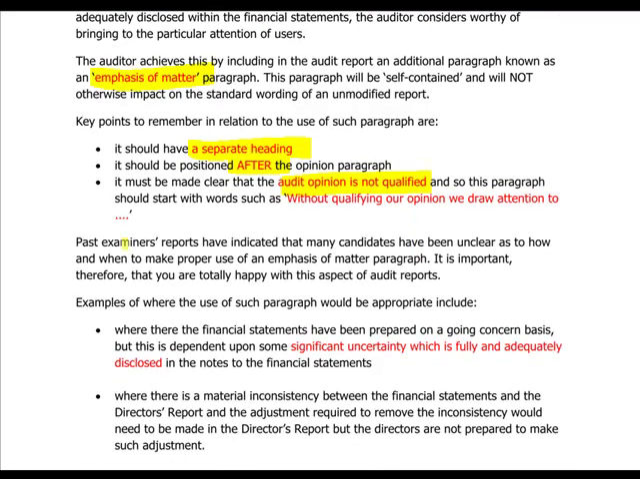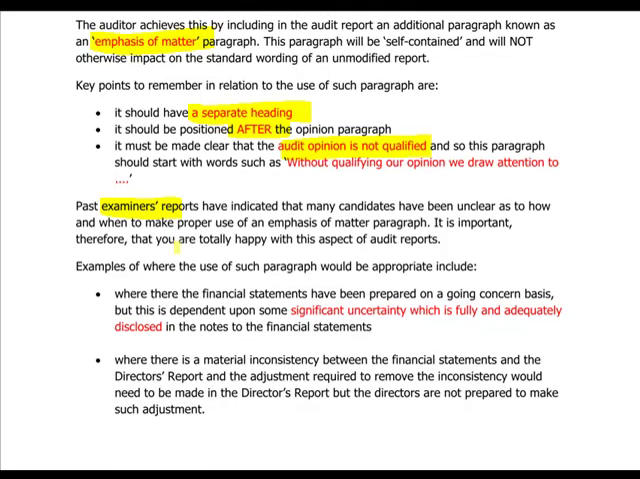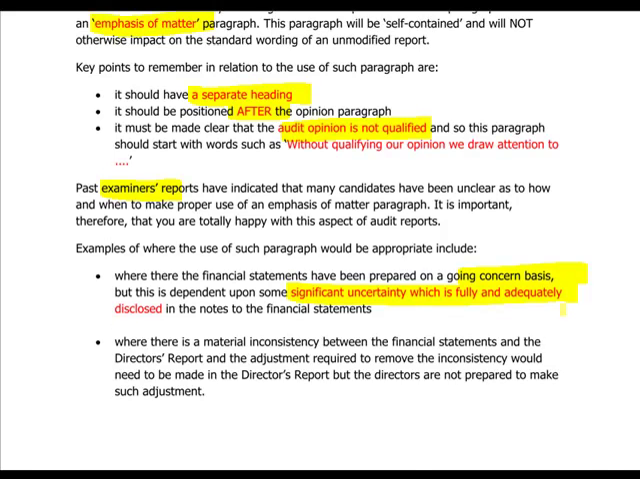Examiners are usually complaining that people cannot identify clearly where to use such a paragraph. For example, where the going concern basis is adequate at the moment for preparing the statement of financial position and the other components of the financial statements, but there's a significant uncertainty, which is fully and adequately disclosed in the notes to the financial statements, that might impair this going concern.